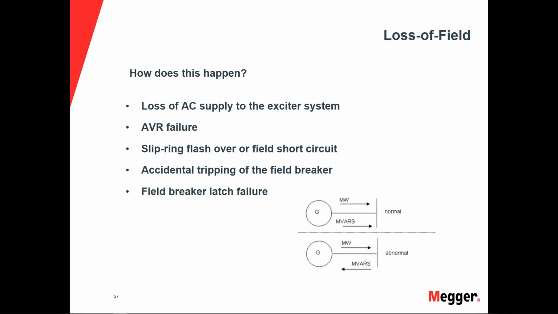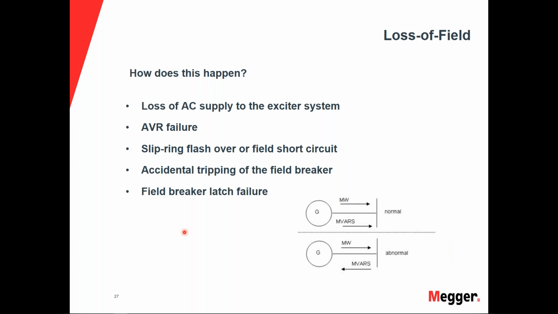We also have slip ring flashover or short circuit in the field, and then also the accidental tripping of a field breaker. What that can mean is if we're doing maintenance testing, or any type of commissioning testing, and we accidentally trip the wrong breaker. If somebody comes out in the field, is on the wrong panel, and accidentally trips the wrong breaker, we could get into a very big situation there.